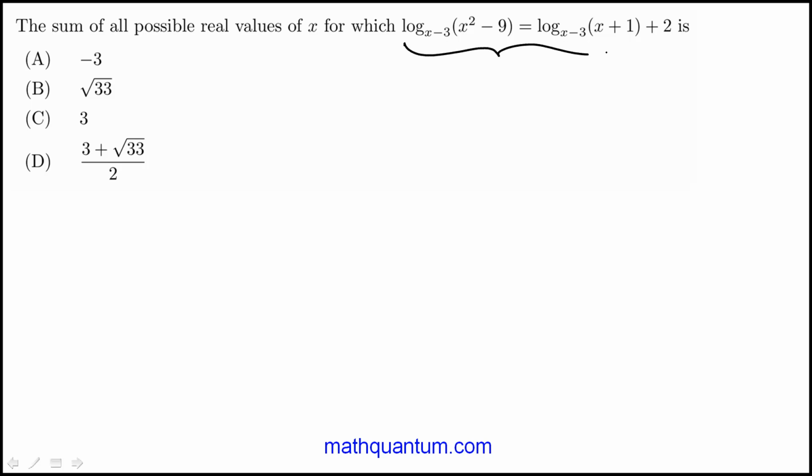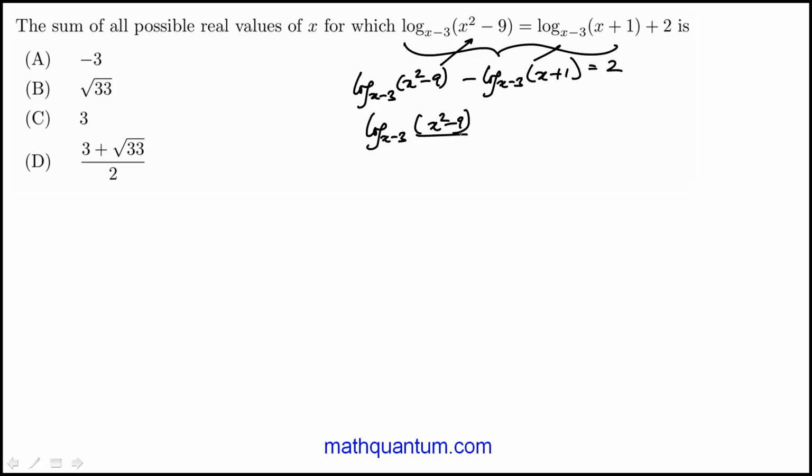So the first step in these types of questions is we have to consolidate these log terms. And you'll see the base is x minus 3 in both of these terms. So if I bring that term to the other side, I can combine these two and do the division and then go back to the exponent form.